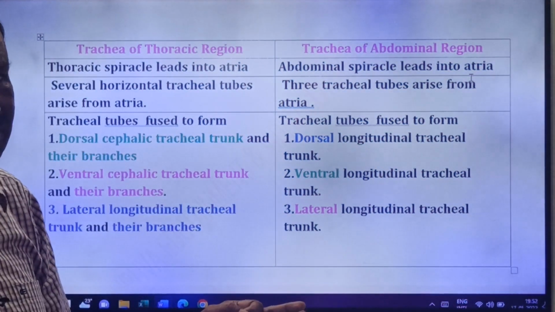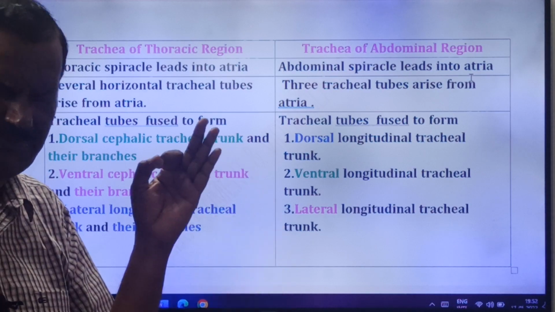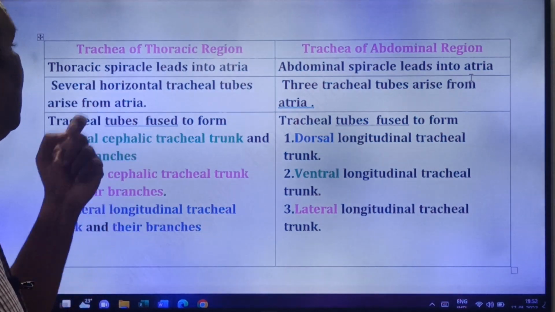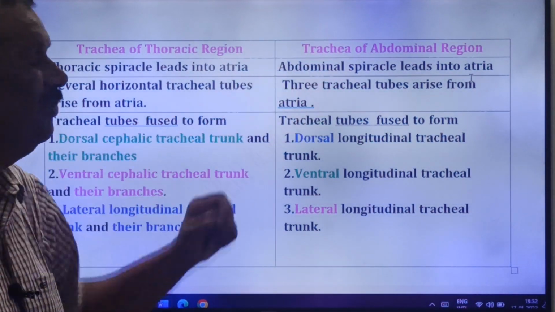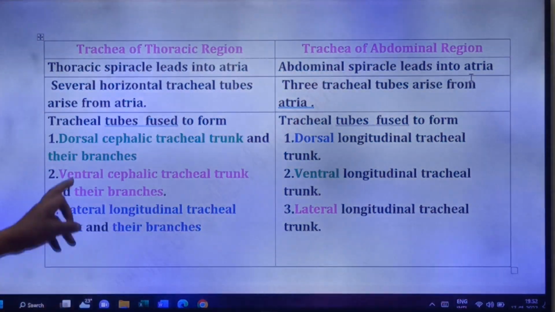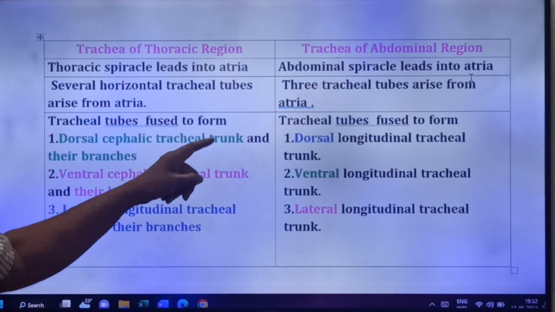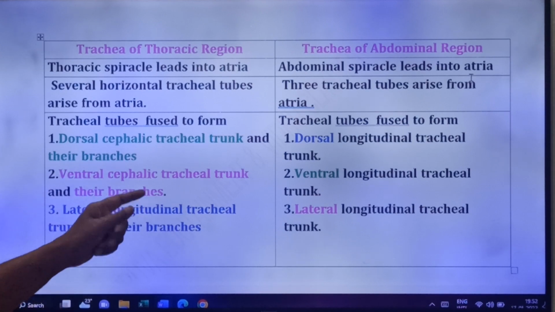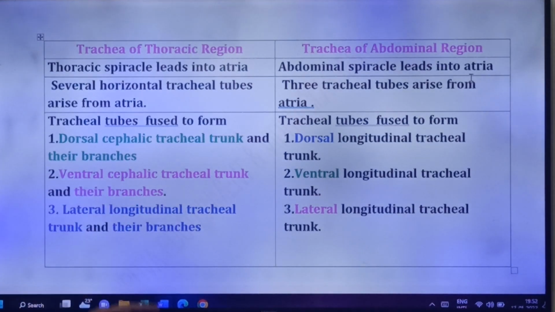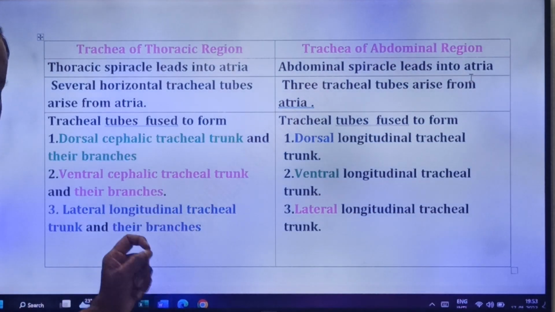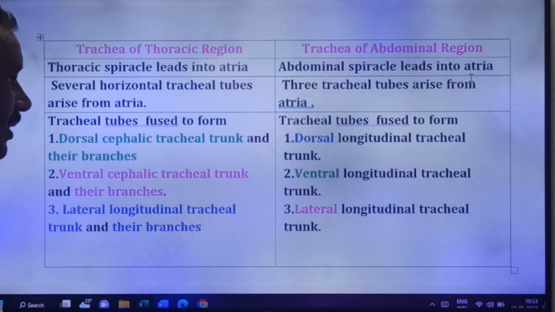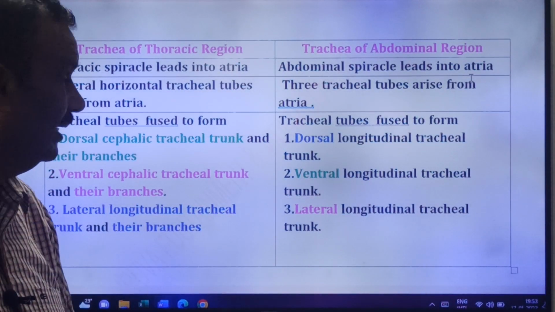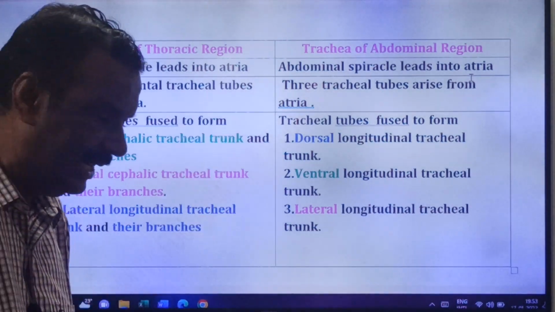Trachea of the thoracic region from atria, several, many horizontal tracheal tubes arise, whereas in abdominal region only 3 arise, friends. Now, what are those tracheal tubes, friends? They are fused to form dorsal cephalic tracheal trunk and its branches, ventral cephalic tracheal trunk, its branches, lateral longitudinal tracheal trunk and its branches. Here, you know, friends, dorsal longitudinal tracheal trunk, ventral longitudinal tracheal trunk, and lateral longitudinal tracheal trunk.